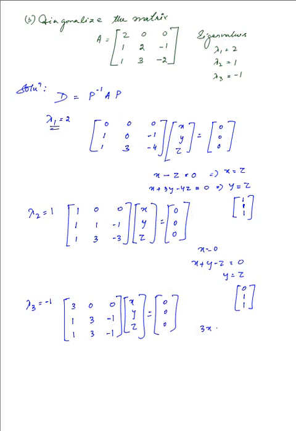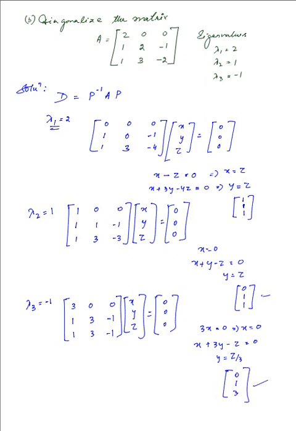And from this what we get is 3x to be equal to 0, which gives us x is equal to 0. As far as the y and z relations are concerned, x plus 3y minus z for the second case is equal to 0, or we have y to be equal to z over 3. We take z is equal to 3, we get y is equal to 1, so we have 0, 1 and 3. So this is the eigenvector.